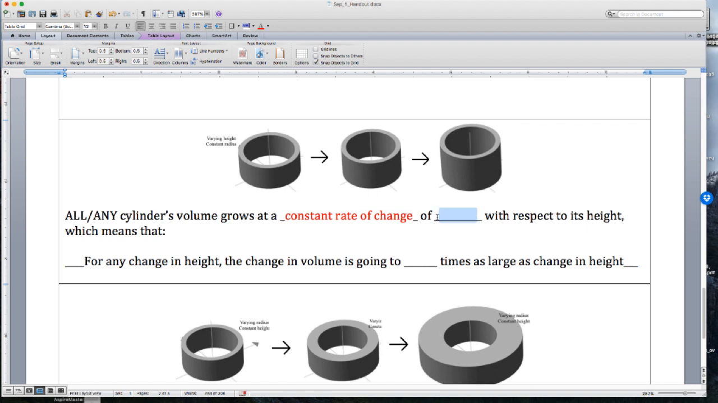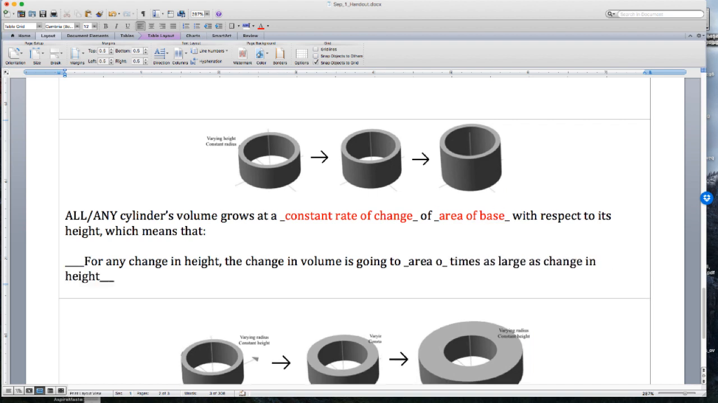Area of base. You can also call it the surface area of the base, but a base is two-dimensional, so you don't need to specify surface area. It's going to be area of base times as large.